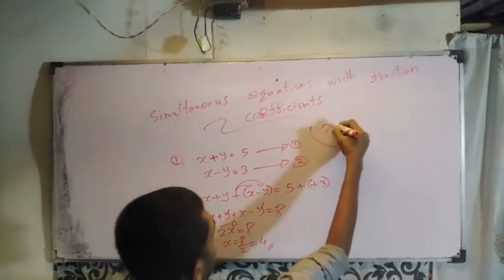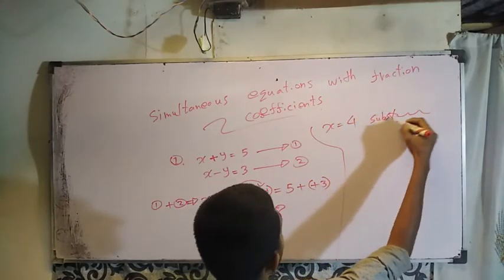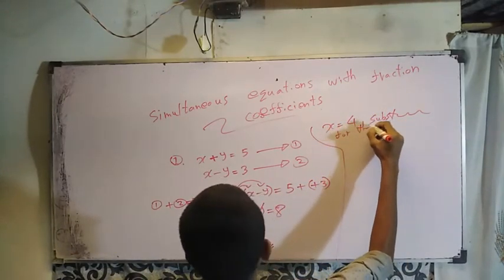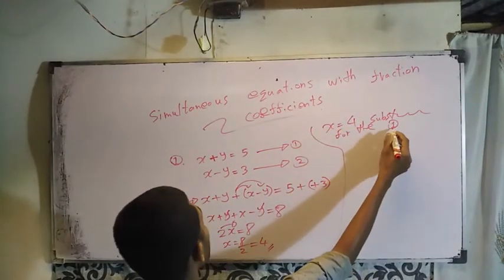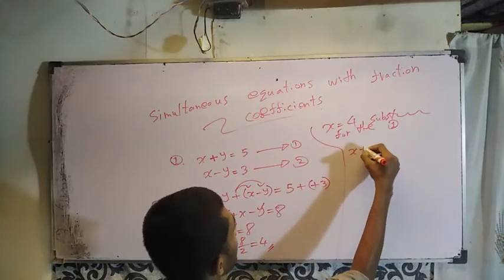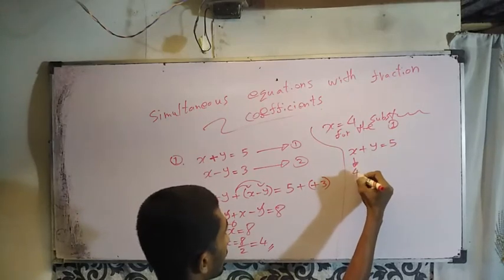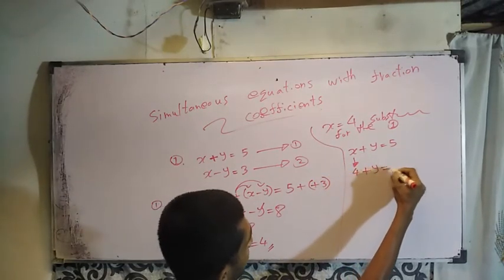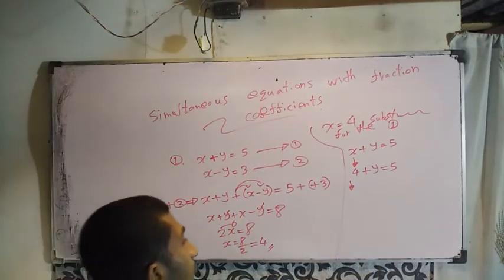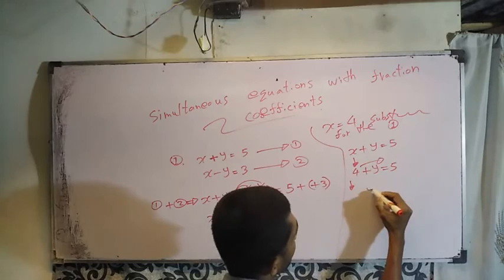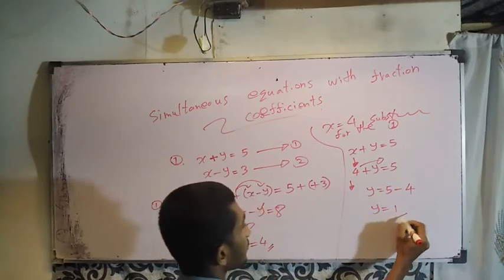Now you have to substitute this answer into equation number 1 or 2, either is fine. I will substitute it into formula number 1. Formula number 1 says x plus y is equal to 5. Now replace x with 4: 4 plus y is equal to 5. It is also a basic equation. Now move this 4 from this side to the other side, and it should be minus. Now you can get the answer y as 1.